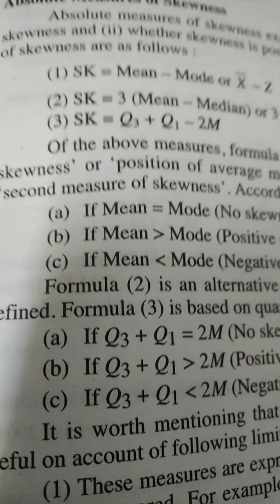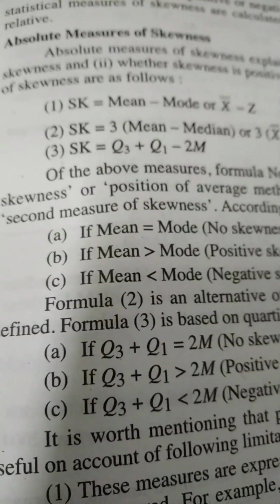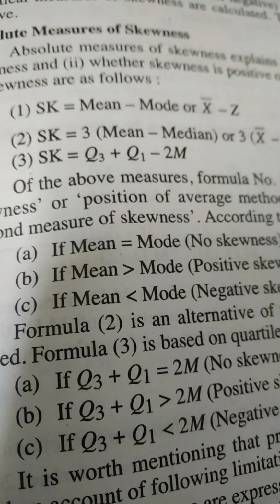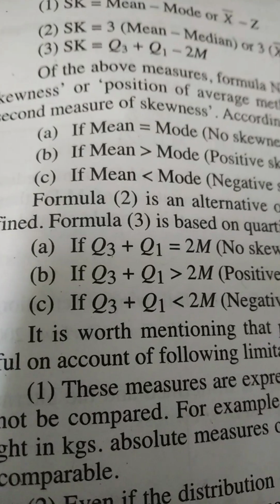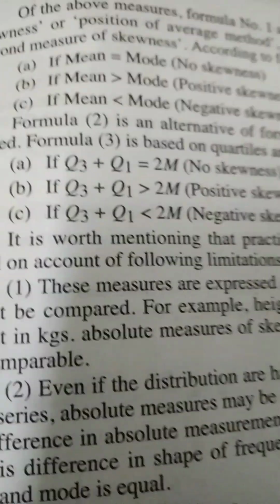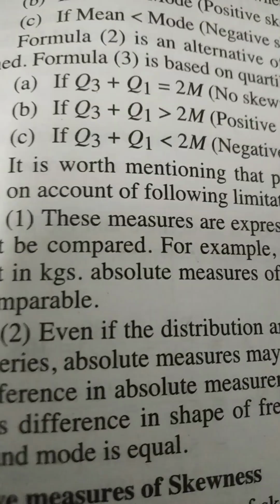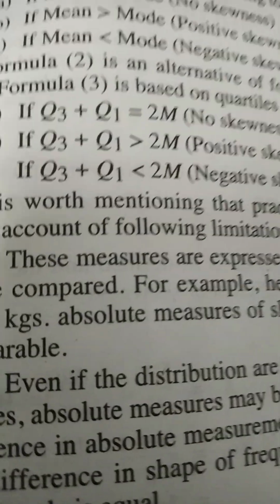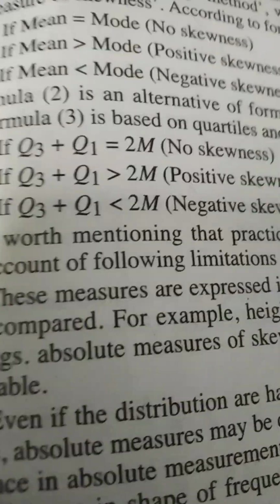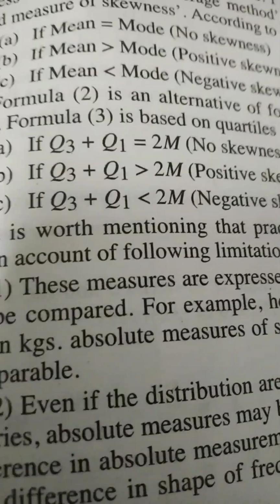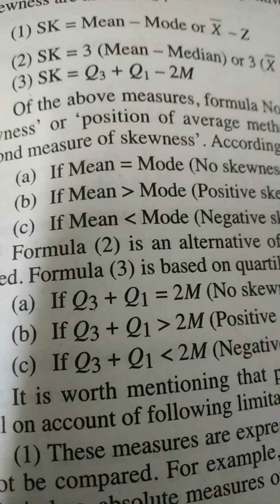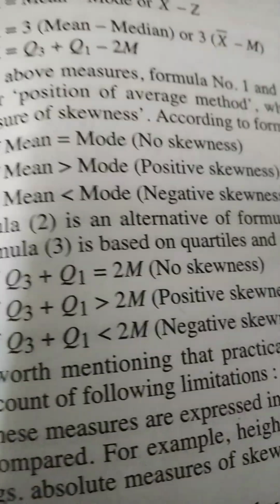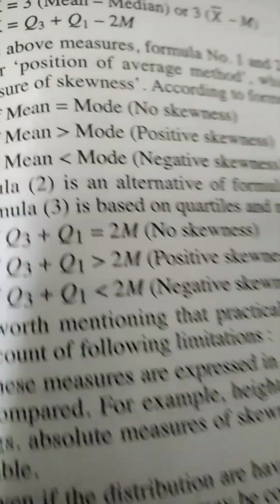And you know, when everything is equal, then there will be no skewness. When it is greater, then there will be positive skewness. If it is lesser, then there will be negative skewness. If you are taking mean and mode, then see the comparison. When you are taking quartile and median, you can see the comparison. According to the third formula, when the quartiles and median are compared, when it is equal, then no skewness. If it is greater, then positive. If it is lesser, then negative skewness. Similarly, if you are taking mean, median, mode, if it is equal, no skewness, greater positive, lesser negative.